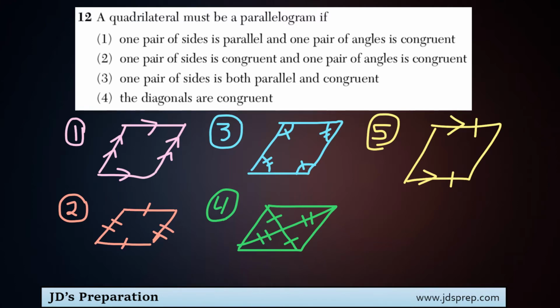We can see it's option number 3, that one pair of sides is both parallel and congruent. So that's going to be our solution.